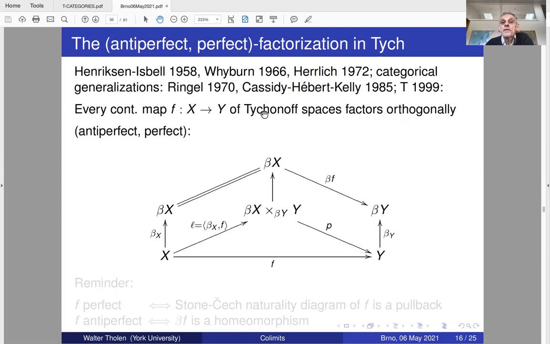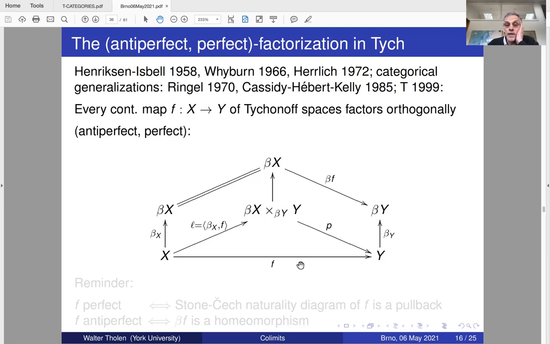And then there are many categorical follow-up papers, even though Ringel and Cassidy, Hebert, Kelly don't look at this particular example at all. In my paper of 1999, I give a general categorical way of dealing with this particular situation, but I think this is quite nice here.